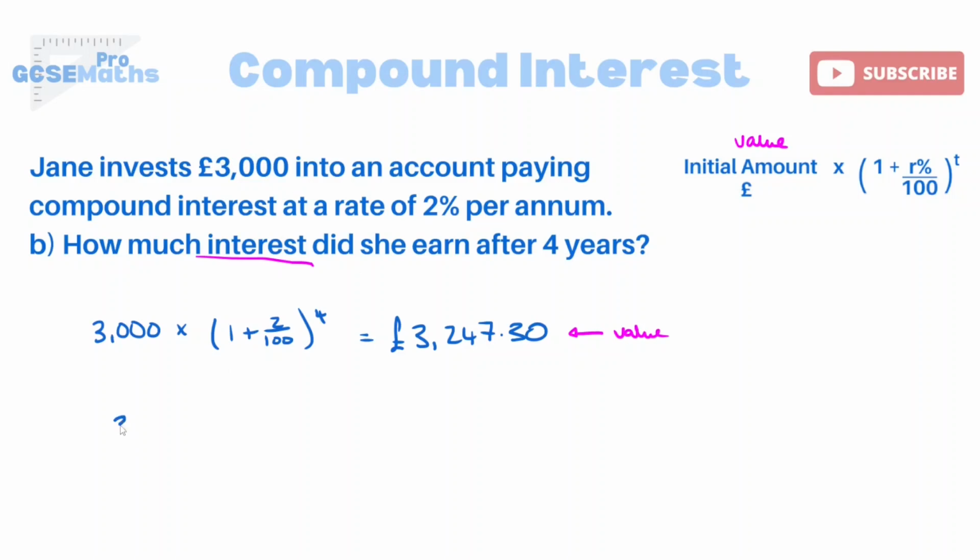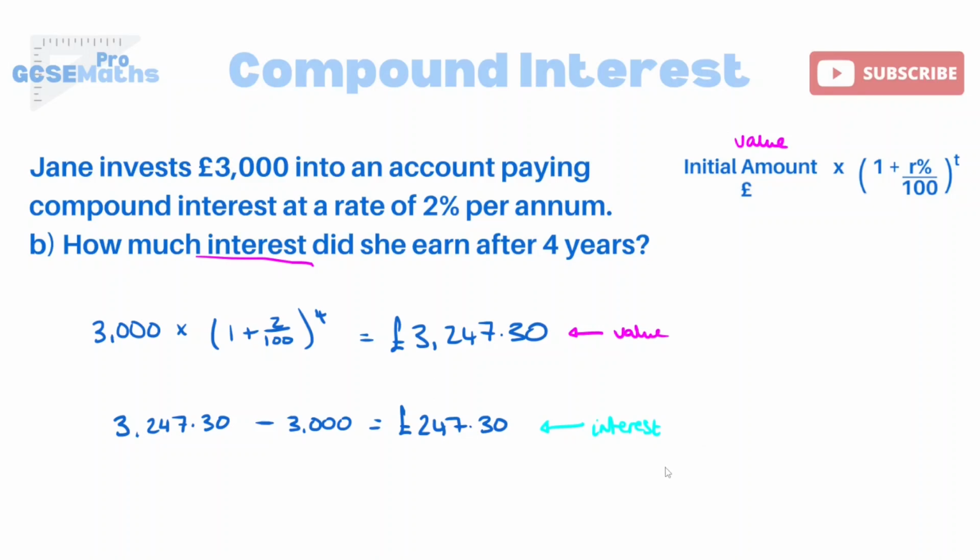Okay. So we're going to do 3,247.30. I mean, you can probably see the answer from here, but you know, just for the sake of getting the working out marks, write it down. Minus 3,000, which was our initial amount. Obviously, that's going to leave you with £247.30. That is the interest across all 4 years, all added together. That's what Jane earned in terms of interest.